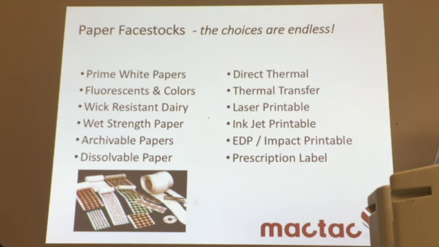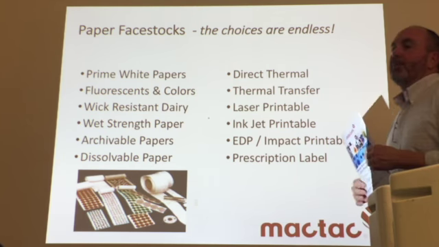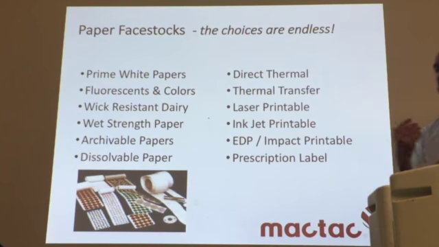Fluorescent in colors if your customers are looking for different colors. Wick-resistant dairy label. It's a big application. It's a certain material that's used. It's a semi-gloss, but it's a dairy label. It wicks water. Wet strength papers. So if you're doing a wine label, it's designed for wet strength. If you're putting it in an ice bucket, it's not going to shred up. So it's going to stay intact.